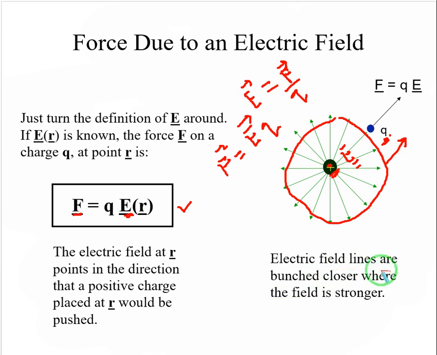Electric field lines are bunched closer where the field is stronger. When we have more charges, the field will be stronger there, and there will be a bunch of lines, a group of lines. When there are more electric field lines, it means the electric field is stronger. So this was about force due to an electric field. I'm explaining this in a very simple and short way. Hope it will help you. Just try to learn it.